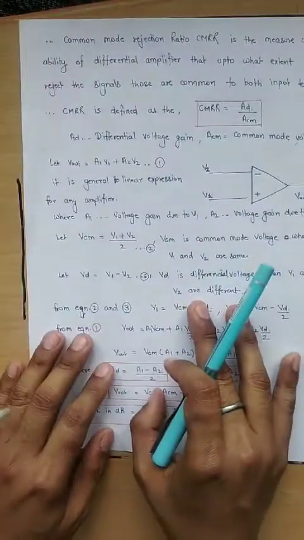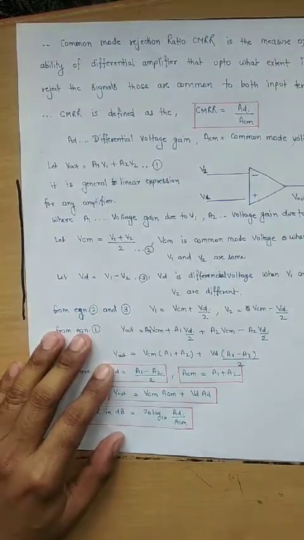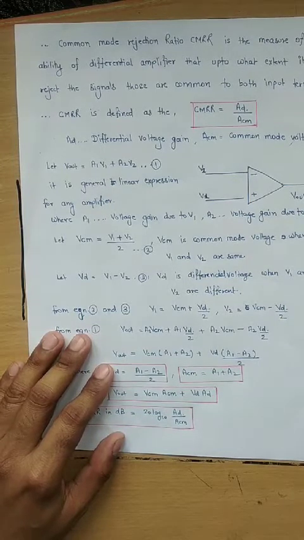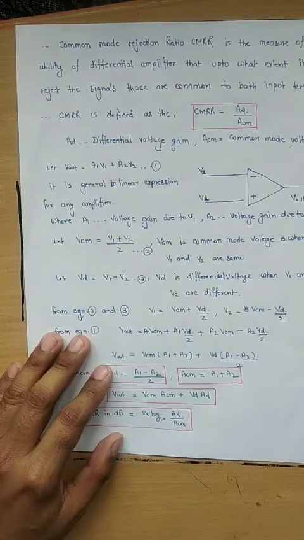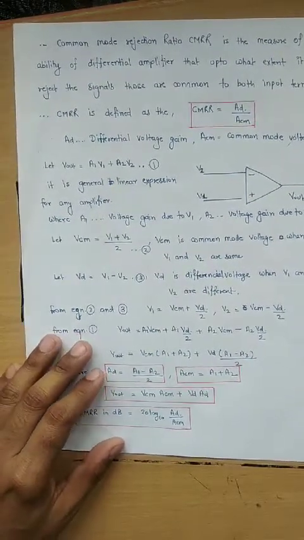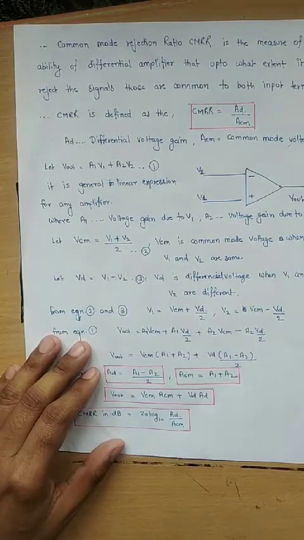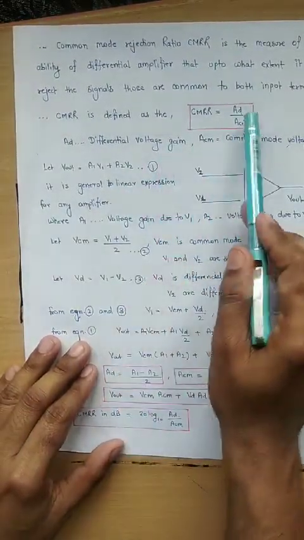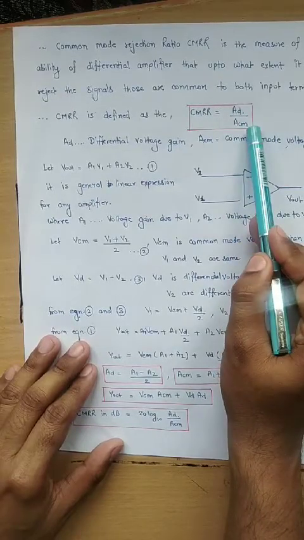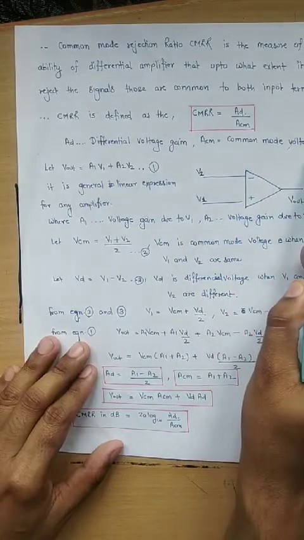What is the rejection ratio? Common mode rejection ratio is called CMRR. It is the measure of ability of this differential amplifier, that up to what extent it can reject the signals. कितना सिग्नल अगर नॉइज हमने दिया तो कितना नॉइज वो कैंसिल कर सकता है. इस एबिलिटी को हम किससे मेजर करेंगे? CMRR से. What is CMRR? Mathematically defined as AD divided by ACM. AD is differential voltage gain. ACM is common mode voltage gain.